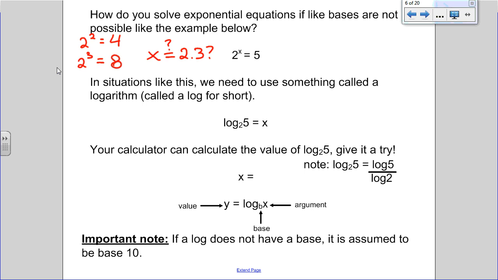So this equation right here can transform to become that equation right there. There are pieces to a log. The x, I'd call the value. The number 2, I would call the base. And the number 5, I would call the argument. It's written down below, so you don't need to worry about writing it out. The little tiny number is called a subscript, that's your base. The bigger number is called your argument, and the number that's now by itself is called your value.